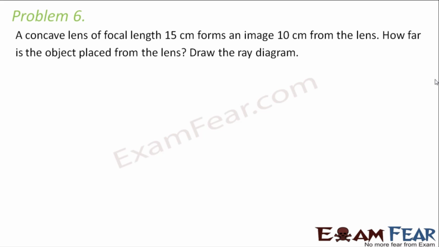Let us now try to solve a few problems based on whatever we studied about refraction of light. A concave lens of focal length 15 centimeters forms an image 10 centimeters from the lens. How far is the object placed from the lens? In this case, what are the values that are given? Focal length is given as 15 centimeters. For a concave lens, focal length is negative. Image distance is given as 10 centimeters, right? So first let us try to plot the ray diagram.